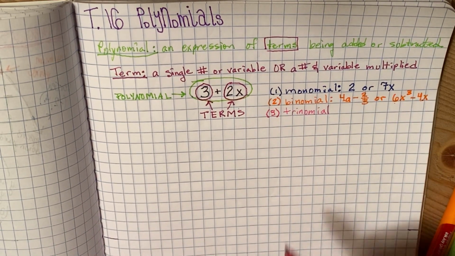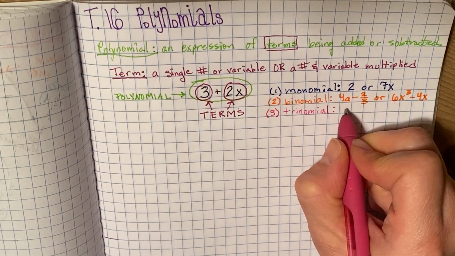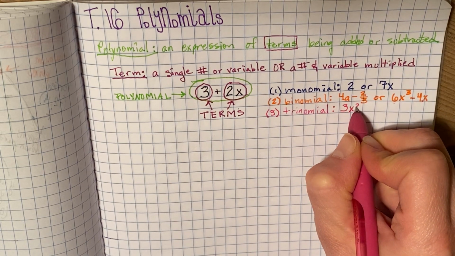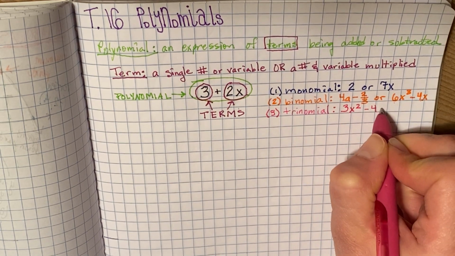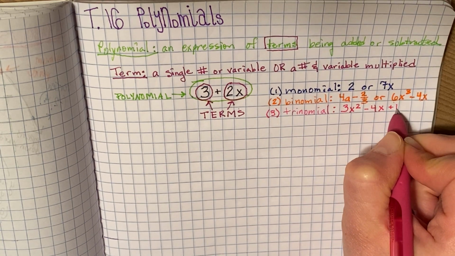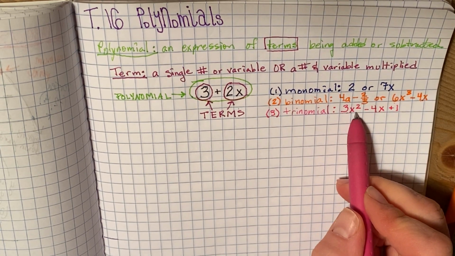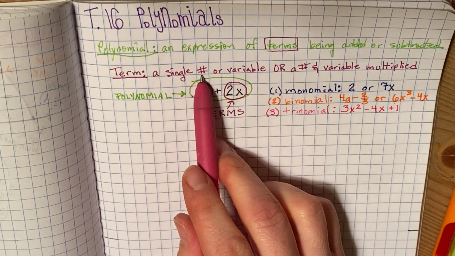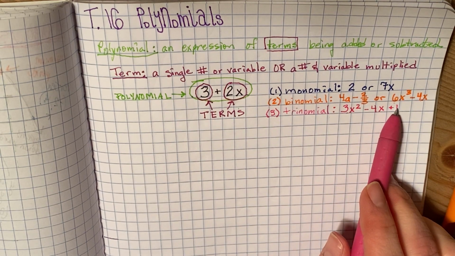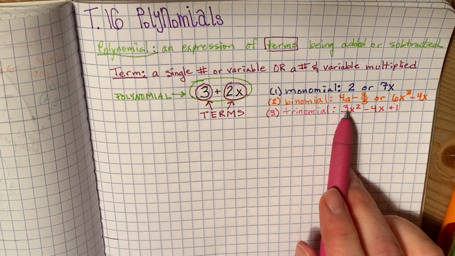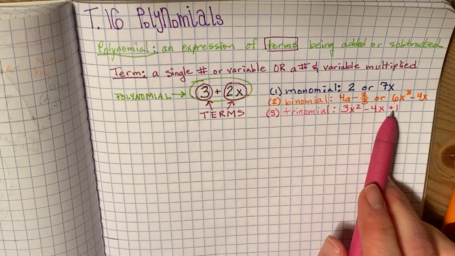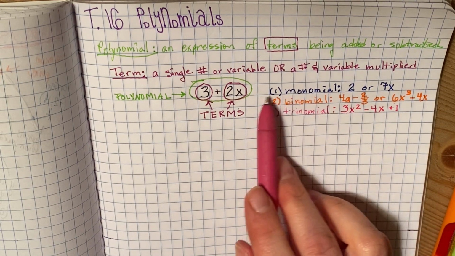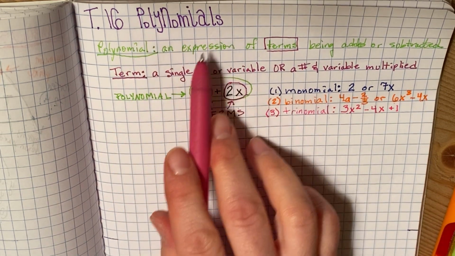All right, a trinomial. What if we had something like this? 3x squared minus 4x plus 1. 3 terms, 1, 2, 3. Remember, terms, a single number or variable, or a number and variable multiplied, okay? They are separated by only plus or minus signs, okay? So that is polynomials, all right?